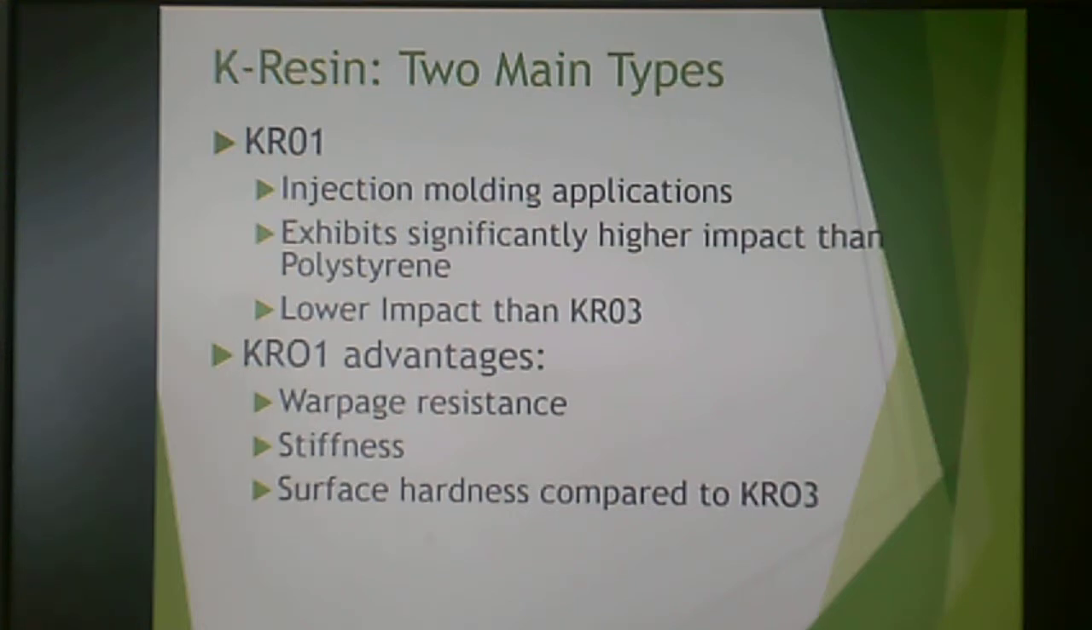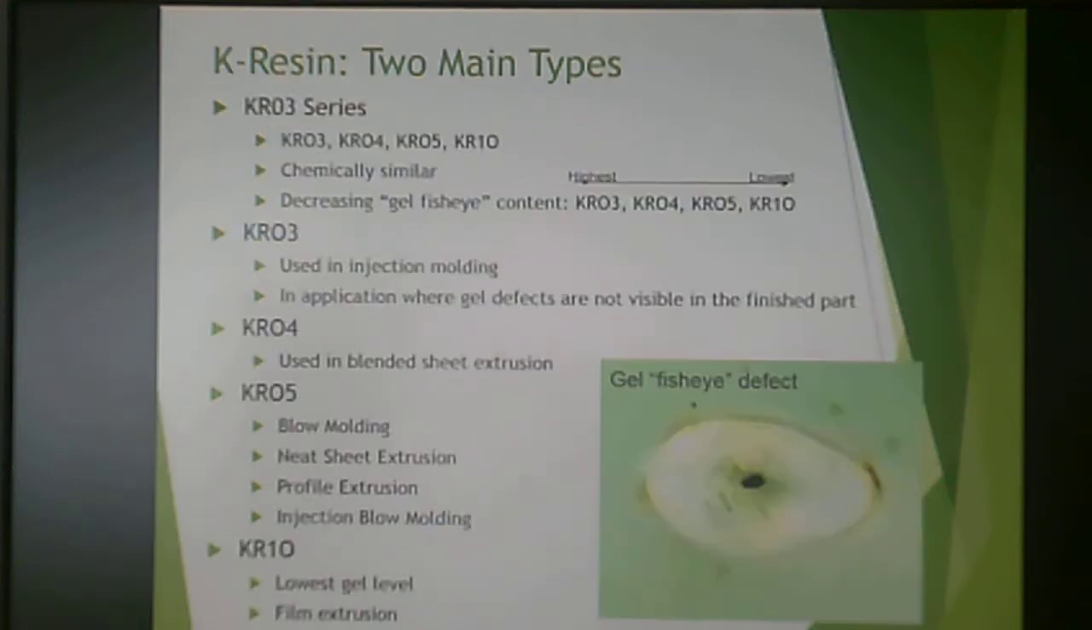There are two main types. There's KR01 and KR02. KR01 is injection molding applications, significantly higher impact than polystyrene, lower impact than KR03. This has advantages in that it has good warpage resistance, good stiffness, and good surface hardness. So there's the KR03 series. These are fairly chemically similar.